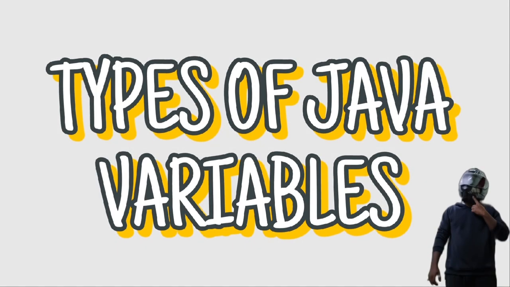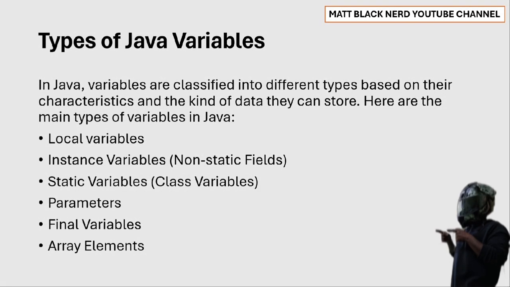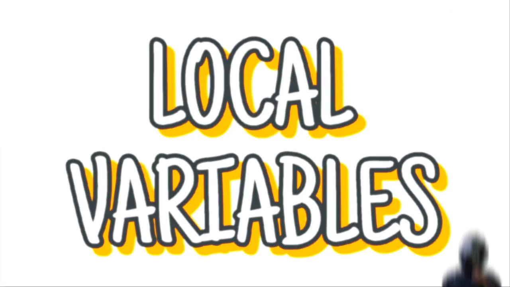What are the types of Java variables? In Java, variables are classified into different types based on their characteristics and the kind of data that they can store. Here are the main types of variables in Java: local variables, instance variables, static variables, parameters, final variables, array elements.